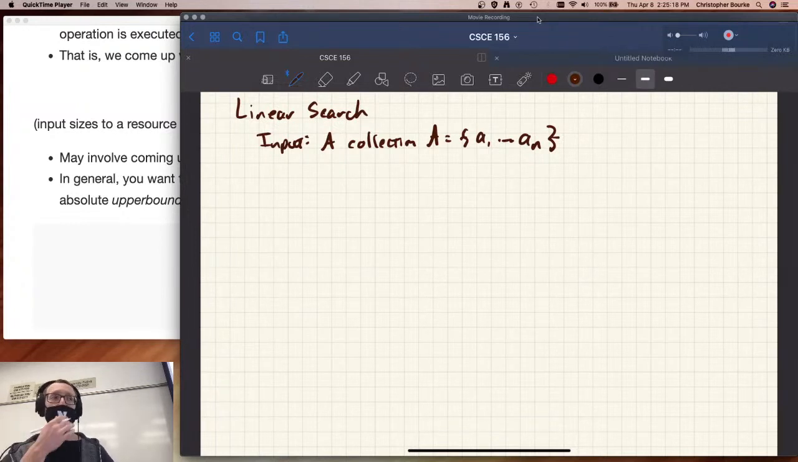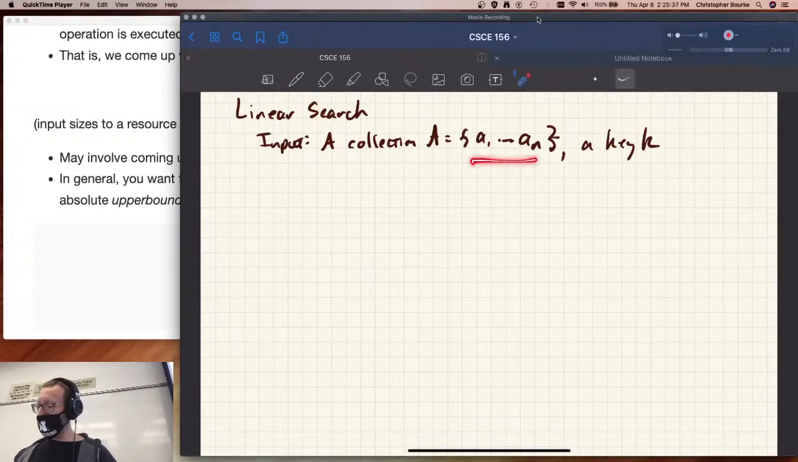I've also encoded how many elements there are by labeling them. How many elements are in here? N elements. That's going to help us identify the input and the input size really easily. Right? And a key, K. Remember, we're searching, this is our haystack, and this is our needle in the haystack.